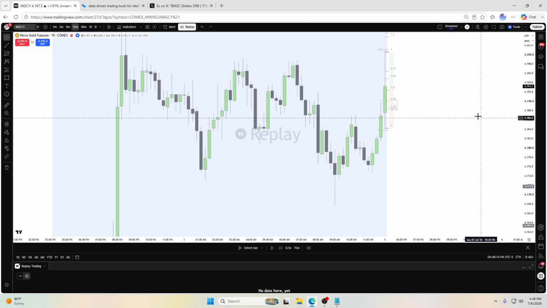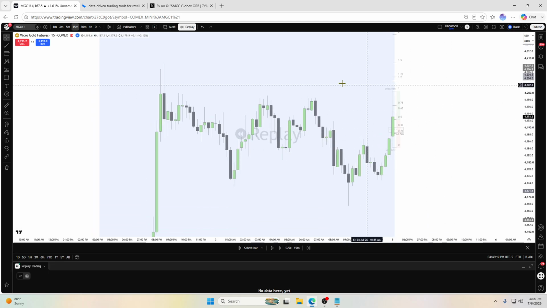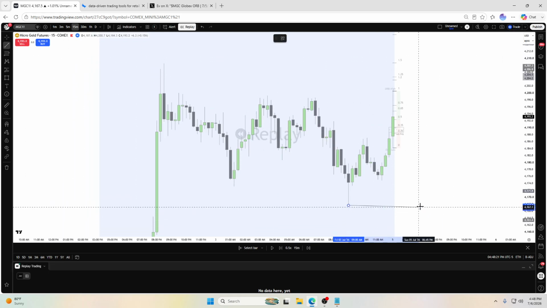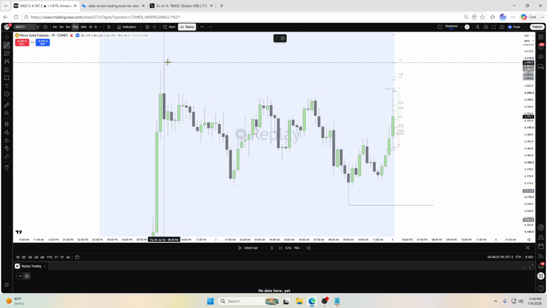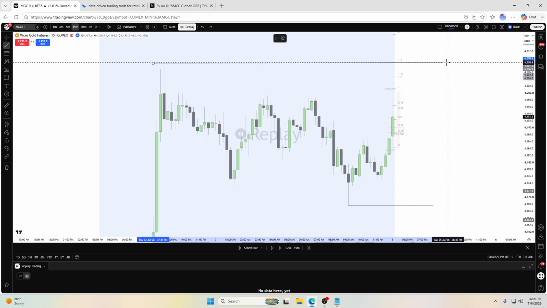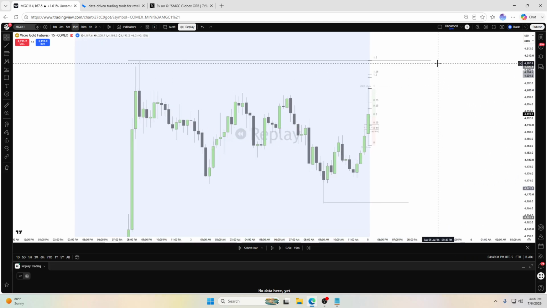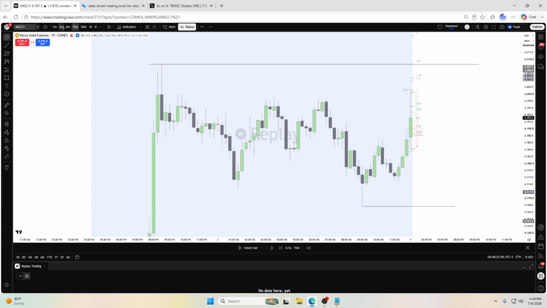Went on to the higher time frame then as well. We're going to look for any draws on liquidity here. We have sell side liquidity down here, and we have buy side liquidity up here. So we're going to mark those out just on our charts like that. Okay. Now we're going to go back onto the lower time frame.